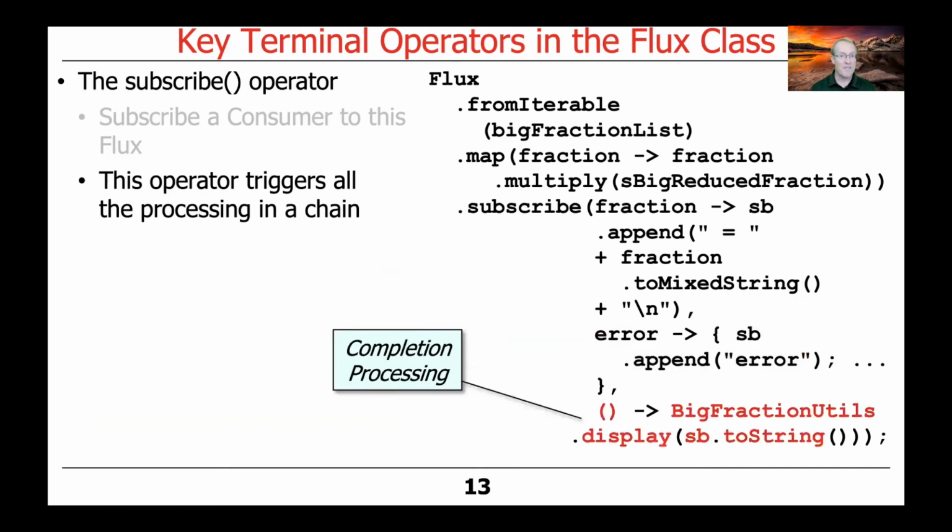And then finally, if an onComplete event or signal should occur, then in that case it will call the display method on our BigFractionUtils class, which tells it to convert the StringBuilder to a string and then display it. So that's kind of like handling the end of the stream processing at that point.